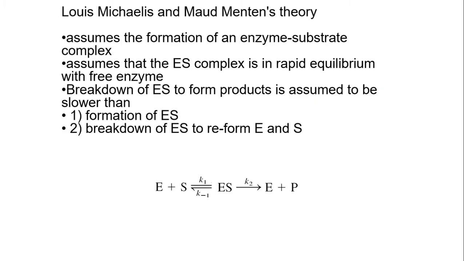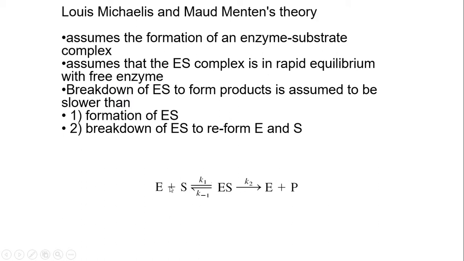So I mentioned Michaelis-Menten as the name of that graph. Michaelis-Menten is a theory, and it has an equation. Basically it is a rate equation for enzyme-catalyzed reactions. It assumes that there's a formation of an enzyme-substrate complex, and it assumes that the ES complex is in rapid equilibrium with the free enzyme. That is reflected right here in this equation.